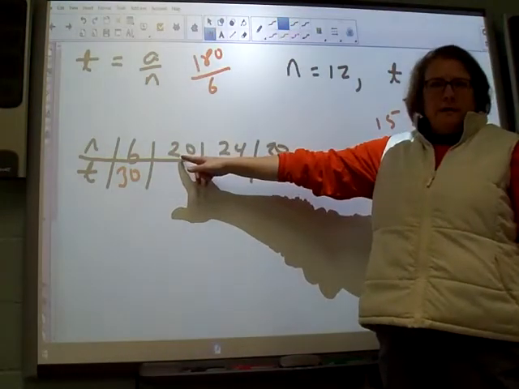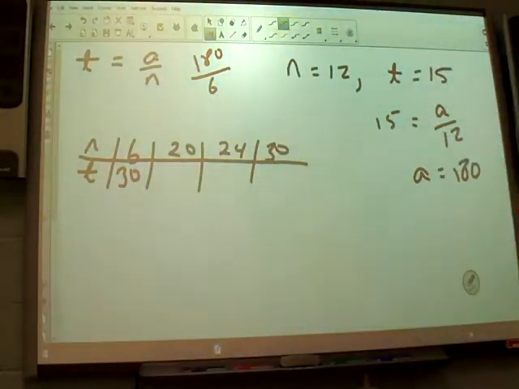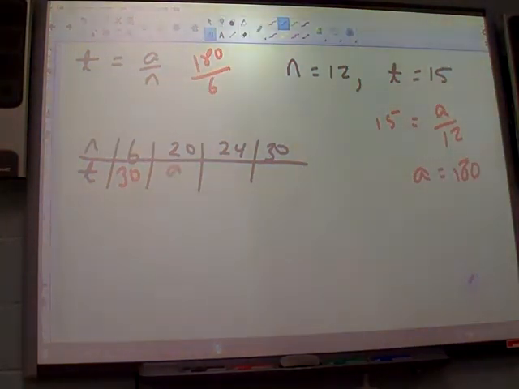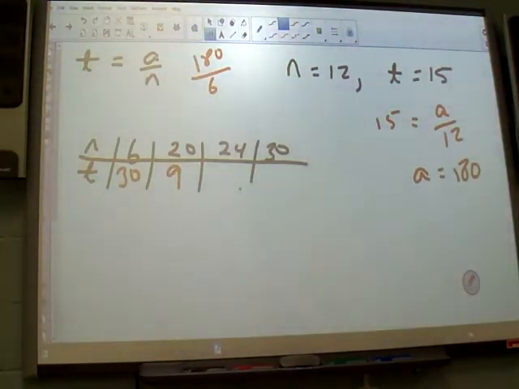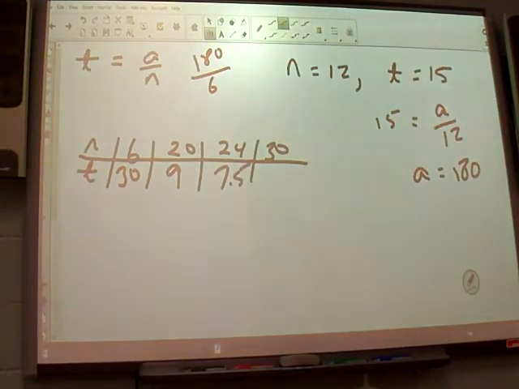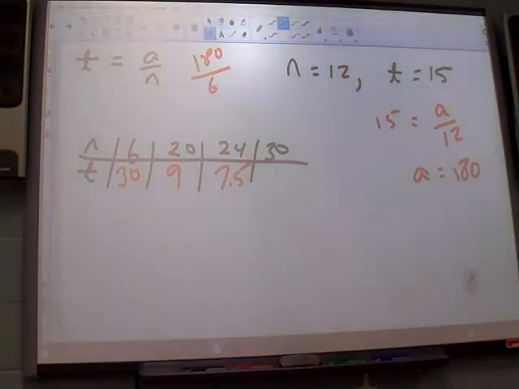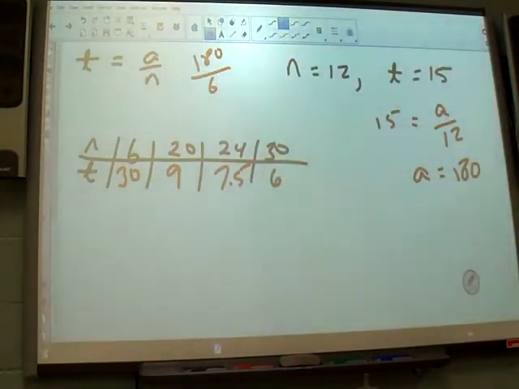180 divided by 20. 180 divided by 24. What's 180 divided by 24? 7.5 hours. And then 180 divided by 30? 6 hours. Okay? So that was part A, make a table.